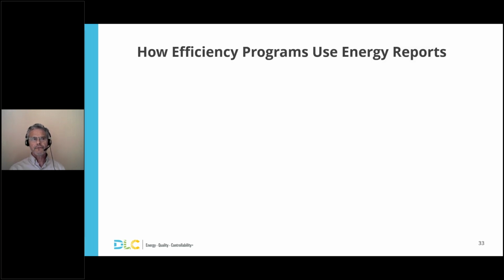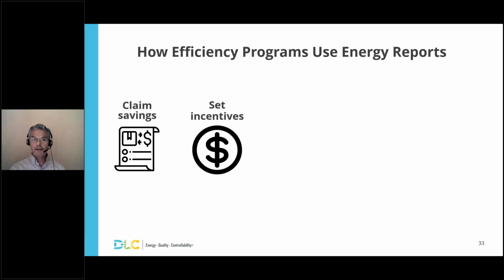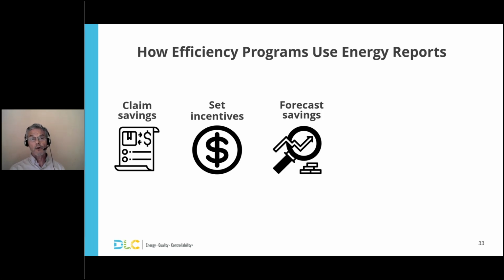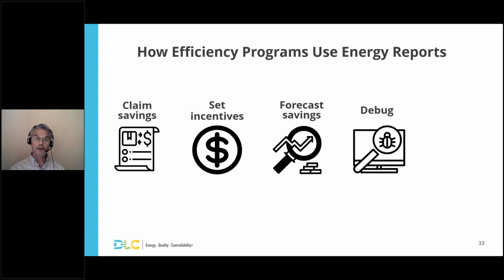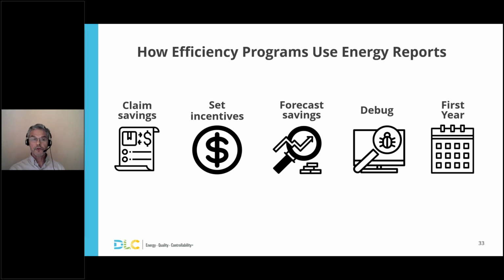We learned that efficiency programs can use energy reports for several different things, but the highest priorities are to claim the energy savings that result from their incentivized NLC projects, to set incentive amounts that they can pay for the savings, and to help forecast expected energy savings from future projects. Also, energy reports can be useful for debugging to help get a new installation running smoothly. The most critical time for data collection is in the first year after initial configuration.